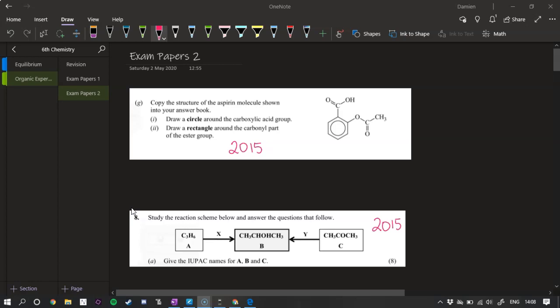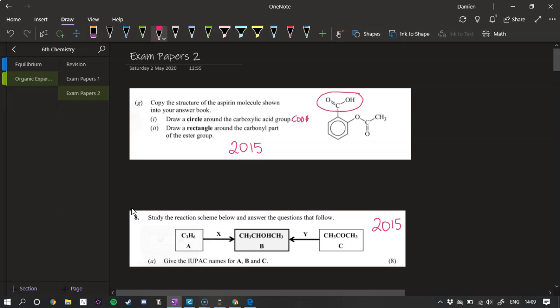Okay, so moving on to part 4. So we're looking at 2015. Part G, copy the structure of the aspirin molecule into your answer book and draw a circle around the carboxylic acid. So this one should be easy enough. Carboxylic acid is always COOH or C double bond OOH. So there is your carboxylic acid group.